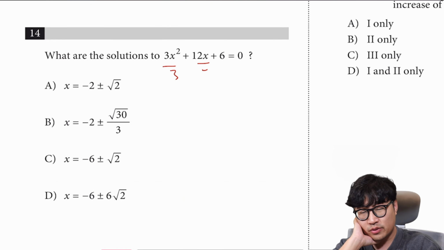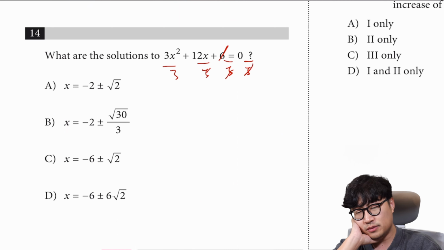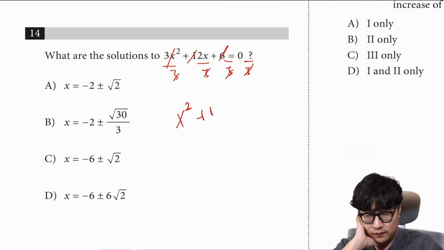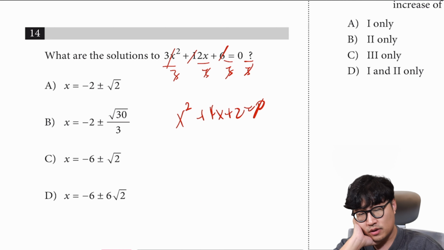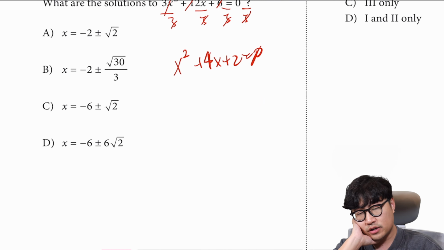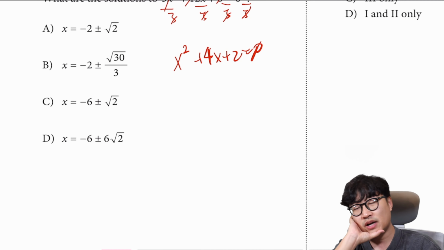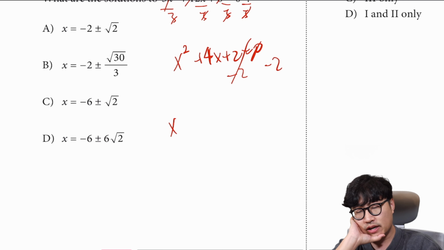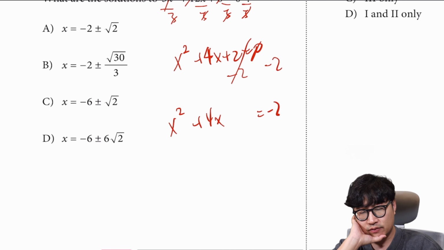First of all, take out all the 3's because nobody likes big numbers, right? So take them out. x squared plus 4x plus 2 is equal to 0. Can't factor this. You can use the quadratic formula, or you can complete the square. I like completing the square, to be honest. So x squared plus 4x is equal to negative 2.